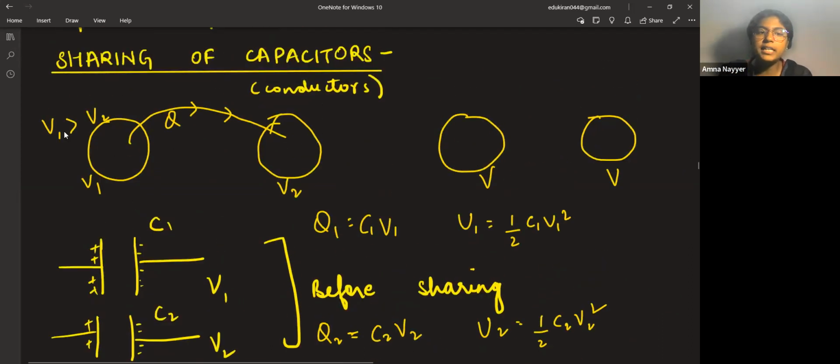Both of them are connected. Initially V1 was greater. Now finally they are having the same potential. This potential, which has been obtained after their sharing, is called the common potential, whose formula you also have to remember. A small derivation is there, that also you have to remember. Now see, this is the case before sharing.